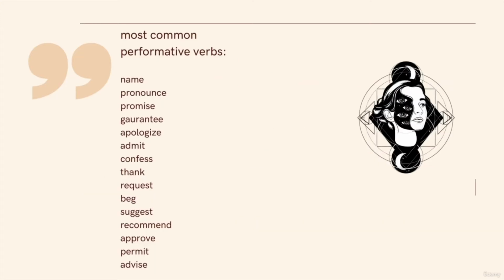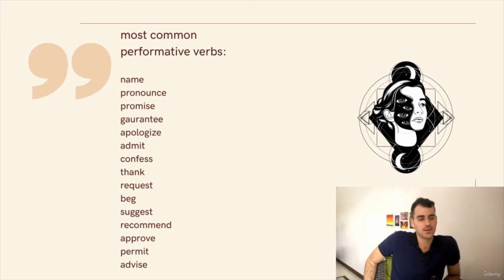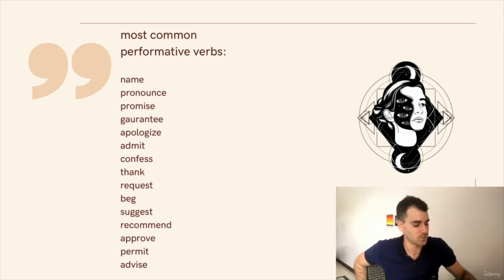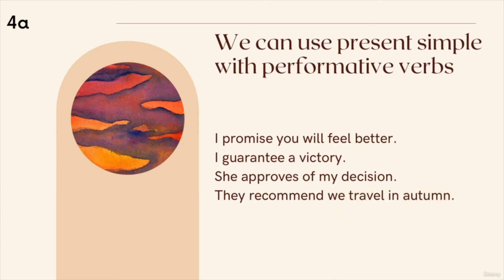Here are some more common performative verbs. I'm not going to read them all, but you can check them out. And we'll move on. We can use present simple with performative verbs. Okay? I promise you will feel better. I guarantee a victory. She approves of my decision. They recommend we travel in autumn. So these verbs do not merely describe an action, they perform the action.